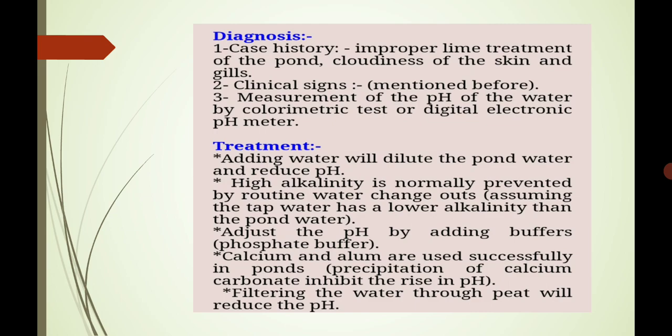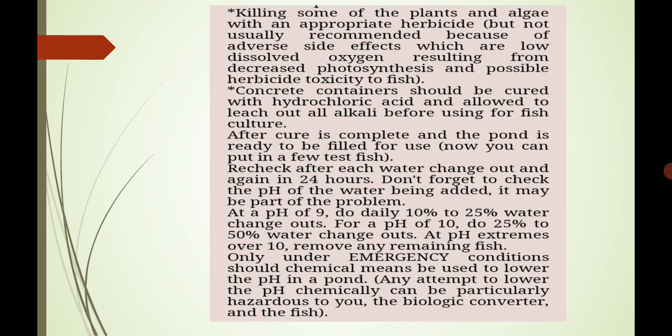Calcium and alum are used successfully in ponds, where the precipitation of calcium carbonate inhibits the rise in pH. Filtering the water through peat will reduce the pH. Killing some of the plants and algae with an appropriate herbicide is not usually recommended because of adverse side effects, which are low dissolved oxygen resulting from decreased photosynthesis, and possible herbicide toxicity to the fish, given the high dosage of herbicides needed for the phytoplankton in the water.